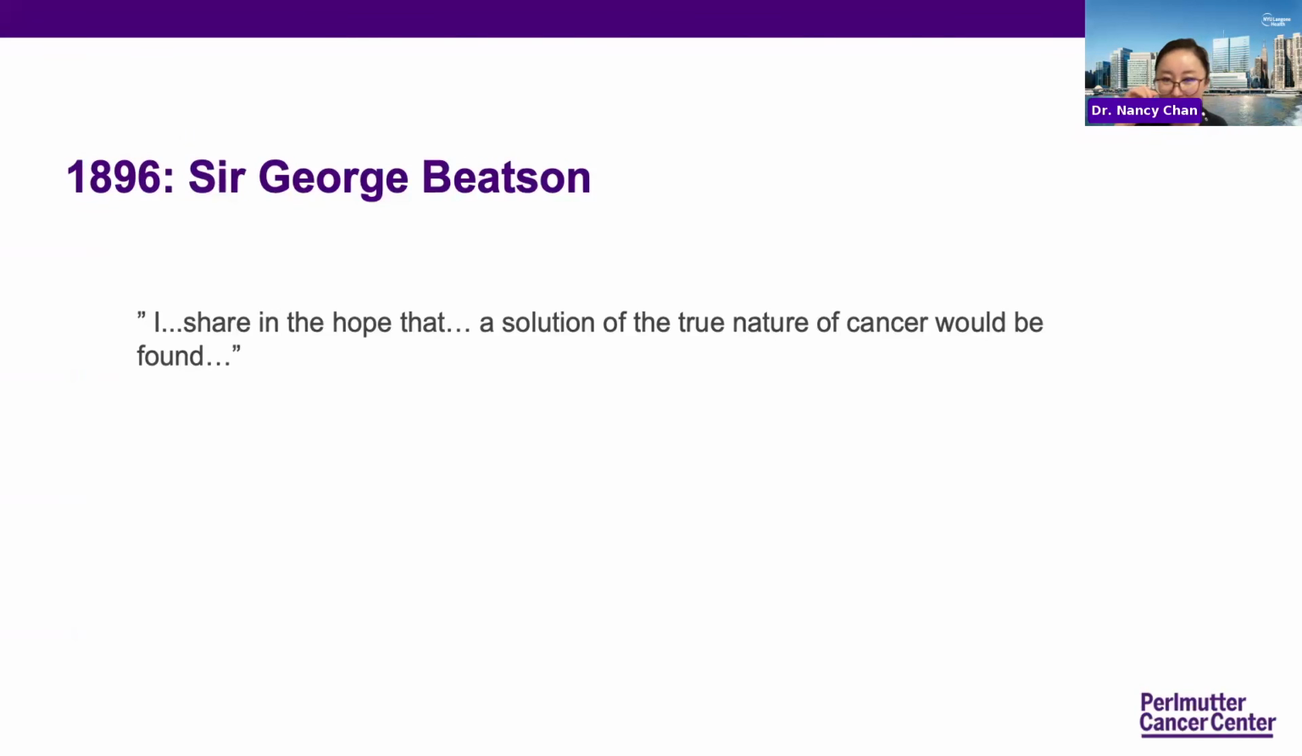And I want to end with this quotation from 1896, Sir George Beatson. He and I and all of us here share the same hope. We share the hope that a solution of the true nature of cancer will be found. And we are getting closer and closer, as Dr. Diabro mentioned, that although stage 4 breast cancer is not yet curable, we are getting closer as we have better tools and improved technological advances. And we want to harness all of these tools to work toward this common goal that we have to cure breast cancer. Thank you very much.